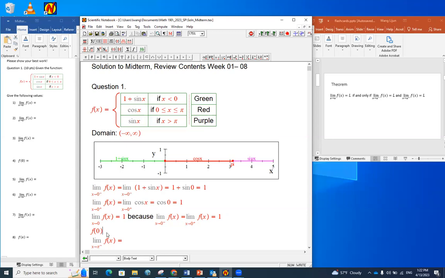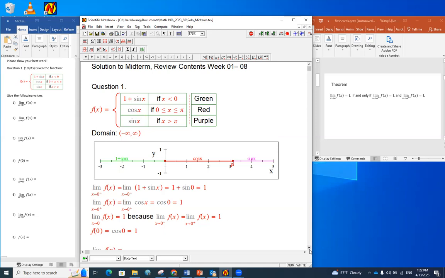Now f of 0, when x is equal to 0. That's when the second function is used, because you look at the interval where x is greater than or equal to 0. So this equals cosine 0, and cosine 0, of course, equals 1. In this case it's actually continuous, but we didn't ask that question.